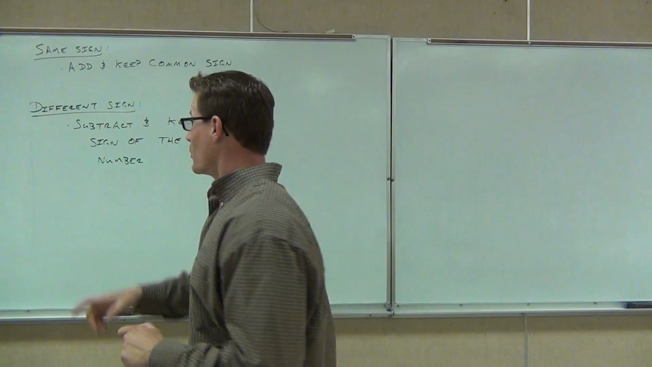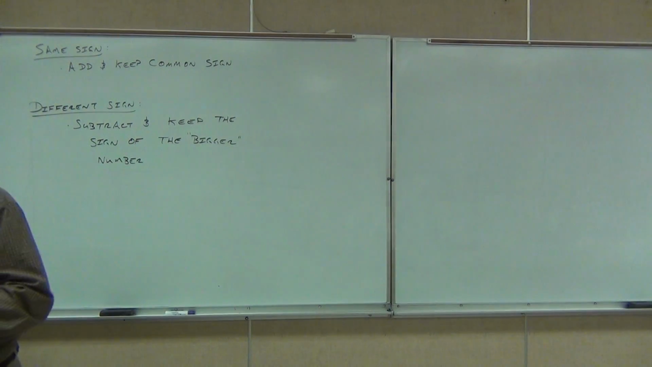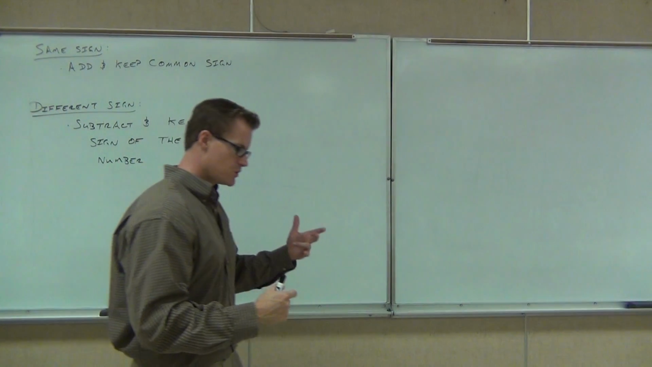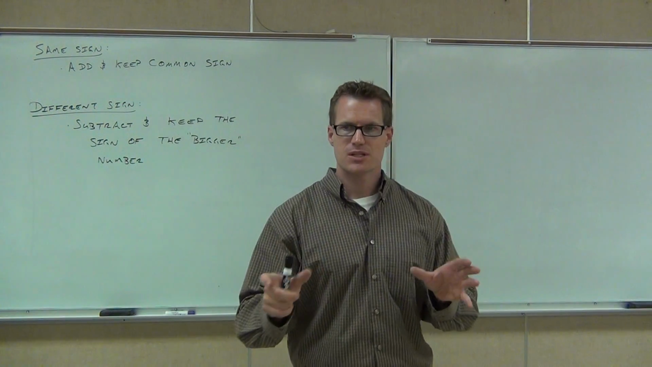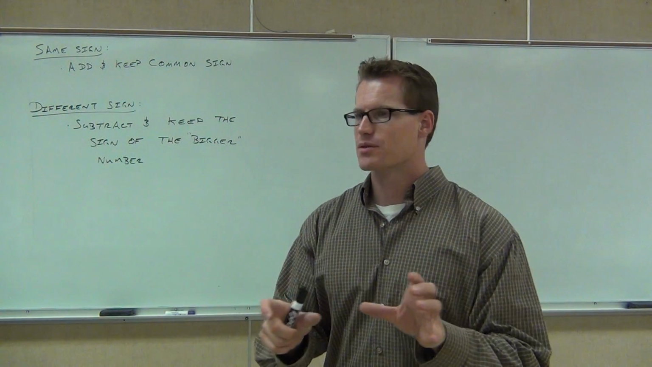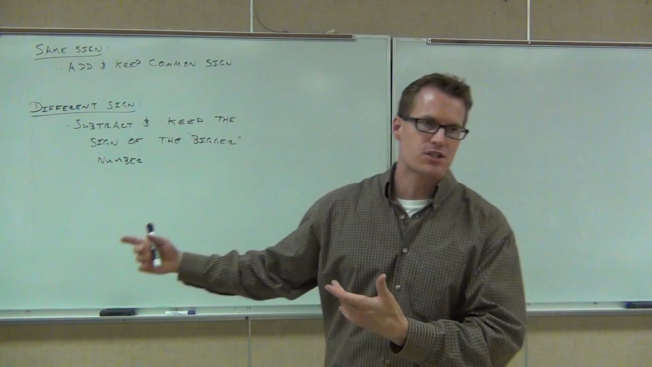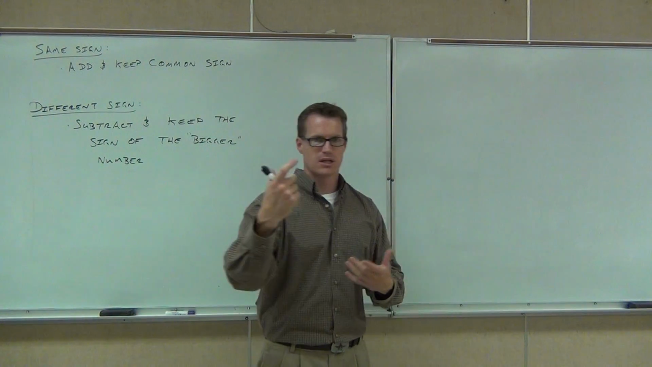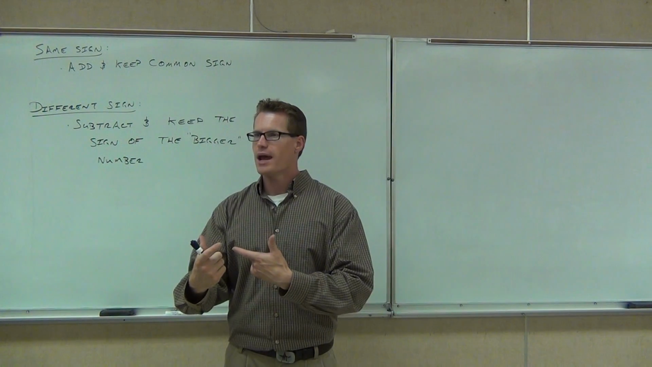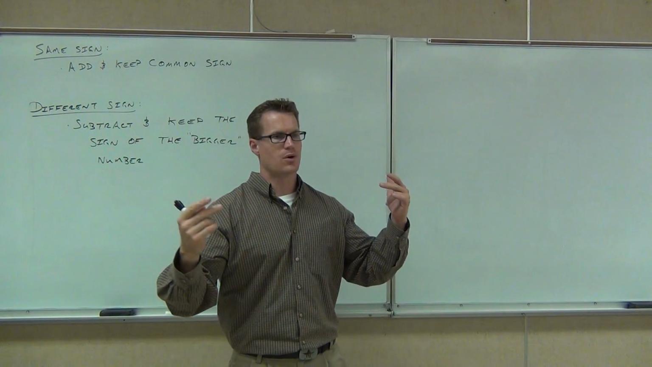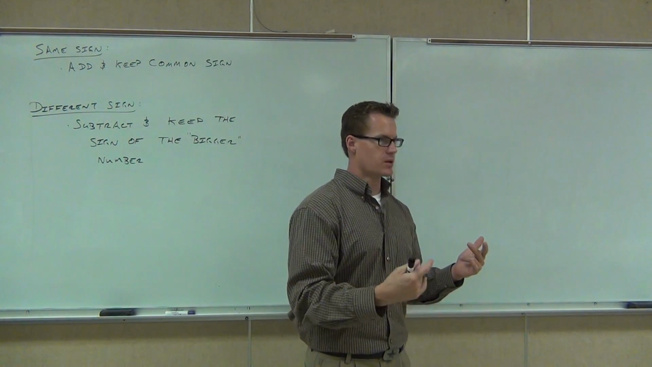Okay, so we were talking about these addition rules, and so we noticed that if we're going to have two numbers that have the same sign, we're going to add those numbers together and keep the common sign, and if they have different signs, we'll subtract them, like big number minus small number, just typical stuff, and keep the sign of the quote-unquote bigger number. We mean absolute value-wise, the bigger number there.